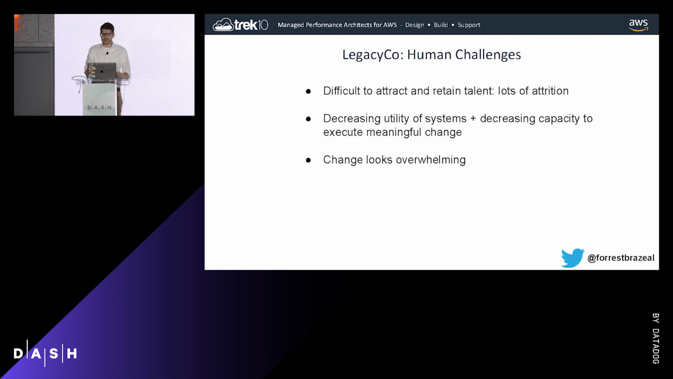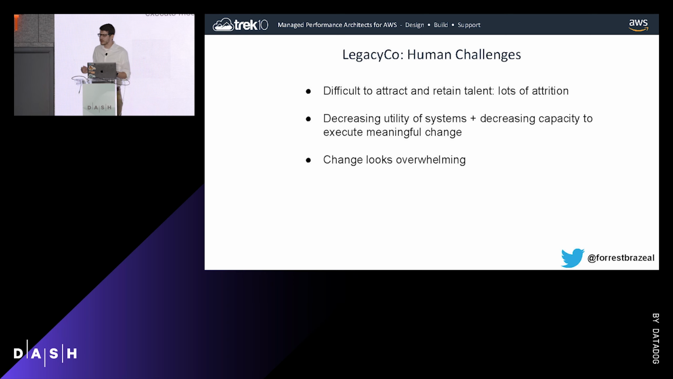So the human challenges at Legacy Co. then, it's difficult in some cases for them to attract and retain talent, unfortunately. The folks that are perhaps earlier in their careers or who have more choice over where they work may say, well, I don't want to deal with the political infighting that's taking place here. I don't want to deal with these legacy technologies that might not look as great on my resume. I'm going to head somewhere else. So there's lots of attrition as people that can leave do leave.